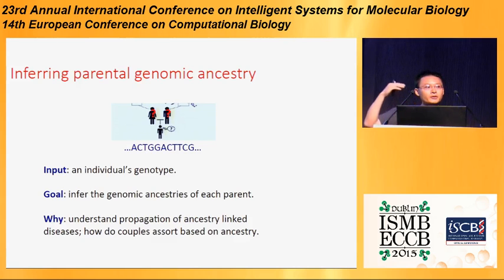So why do we want to do this? If we have very accurate ways to infer the parents' genomic ancestries, that gives us much better resolution of the population history and of the family lineage. It also gives us better tools to understand how exactly these ancestry-related diseases propagate through populations and through generations. And moreover, it opens up a window into investigating all sorts of interesting computational social science questions, of which I'll give an application towards the end of the talk.